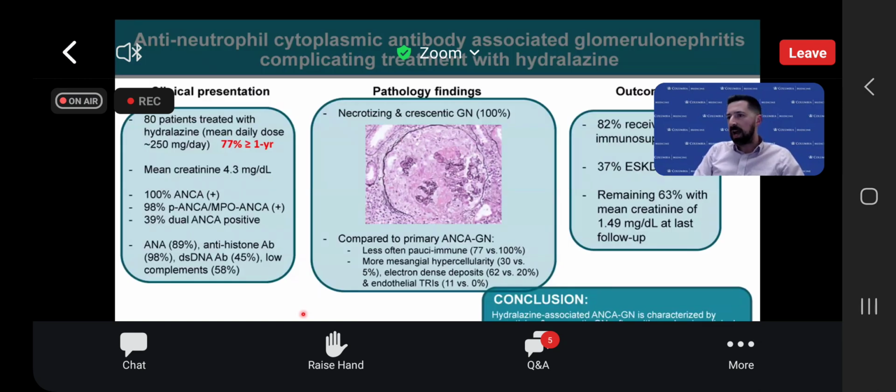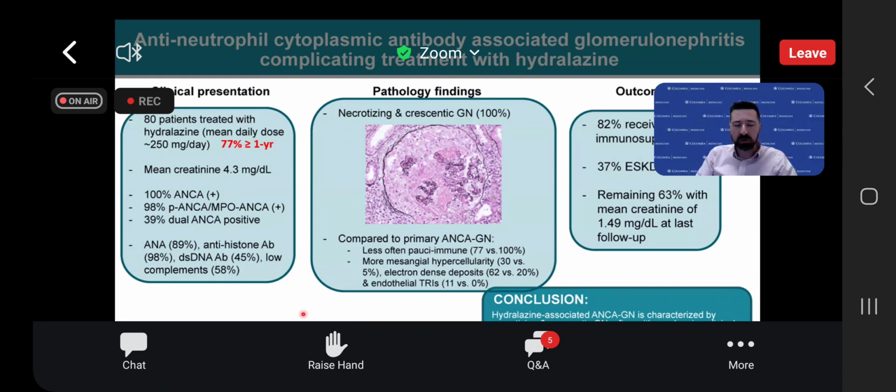So, we looked at this a while back. This is something we anecdotally feel like we saw with some frequency in our biopsy practice, these overlapping features in the setting of hydralazine. And there are a lot of small case series out there in the literature. So we decided to put together our experience on this just to get a sense of the flavor of this disease. We were able to identify 80 patients that developed ANCA vasculitis while on hydralazine.